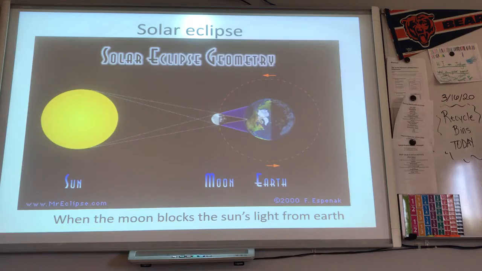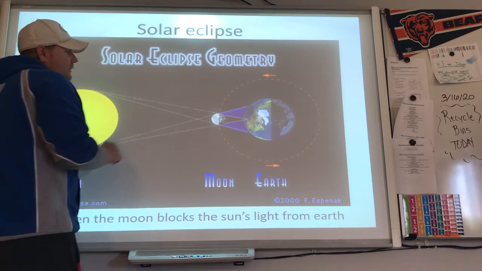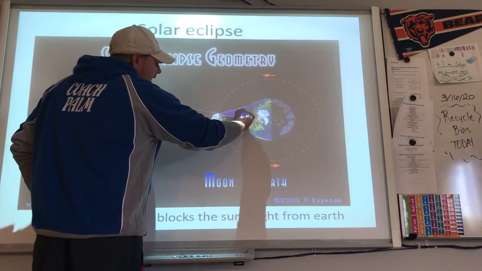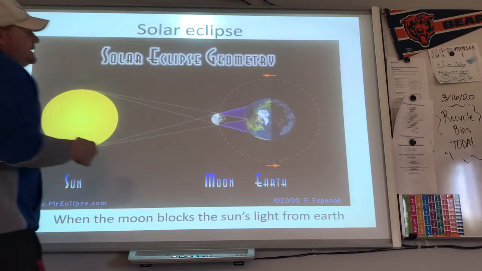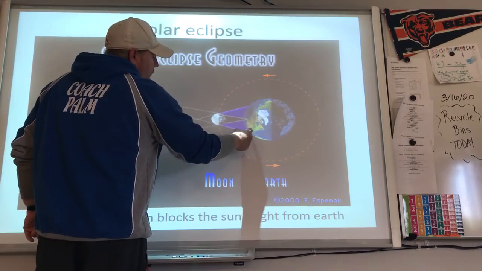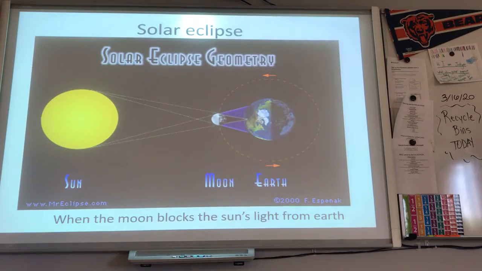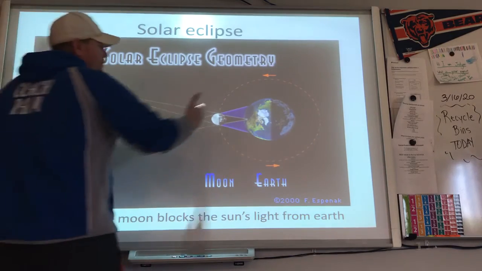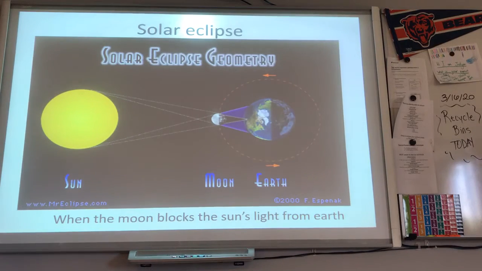Solar eclipse. So we have the sun. Then we have the moon moving between the sun and the Earth. And do you see this little bitty guy? That's the place that gets a total eclipse. These other parts here, that purple part, that gets a partial eclipse. And if you're in the far northern or the far south, you may not even know that there's an eclipse going on.